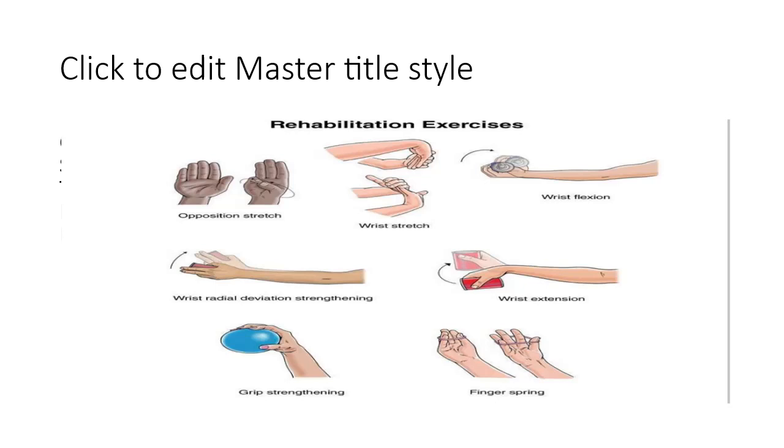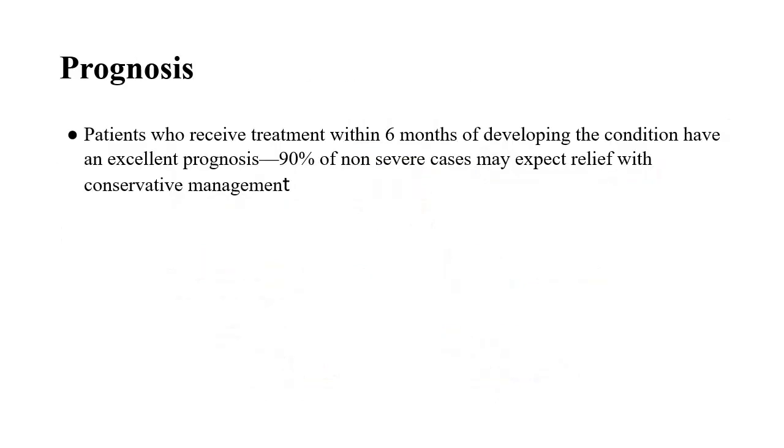These are some rehabilitation exercises like opposition stretch, wrist stretch, wrist flexion, wrist extension, finger spring, grip strengthening, wrist radial elevation, strengthening. So in prognosis, patients who receive treatment within 6 months of developing the condition have an excellent prognosis. 90% of non-severe cases may expect relief from conservative management.